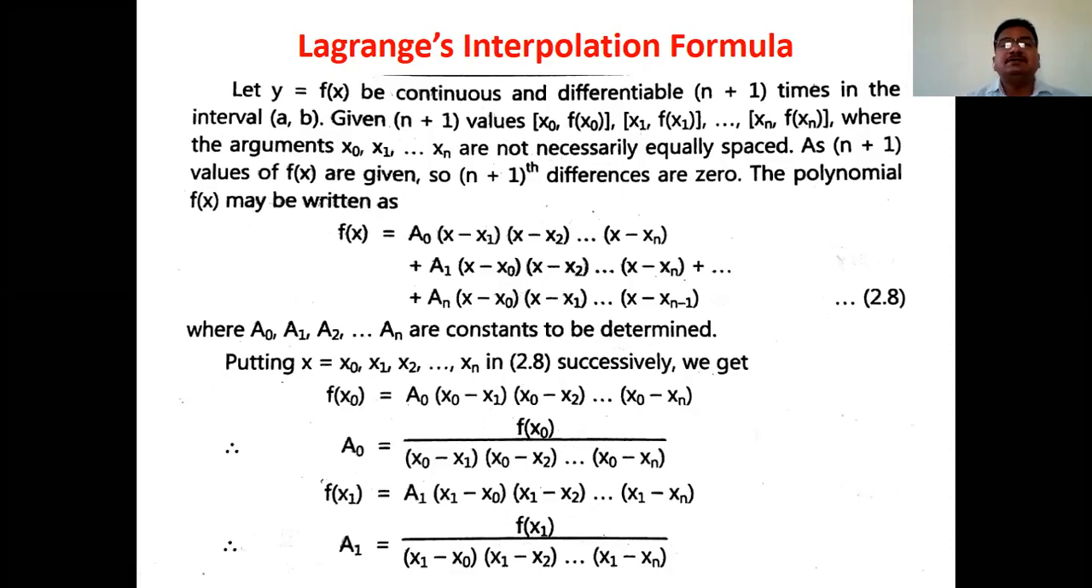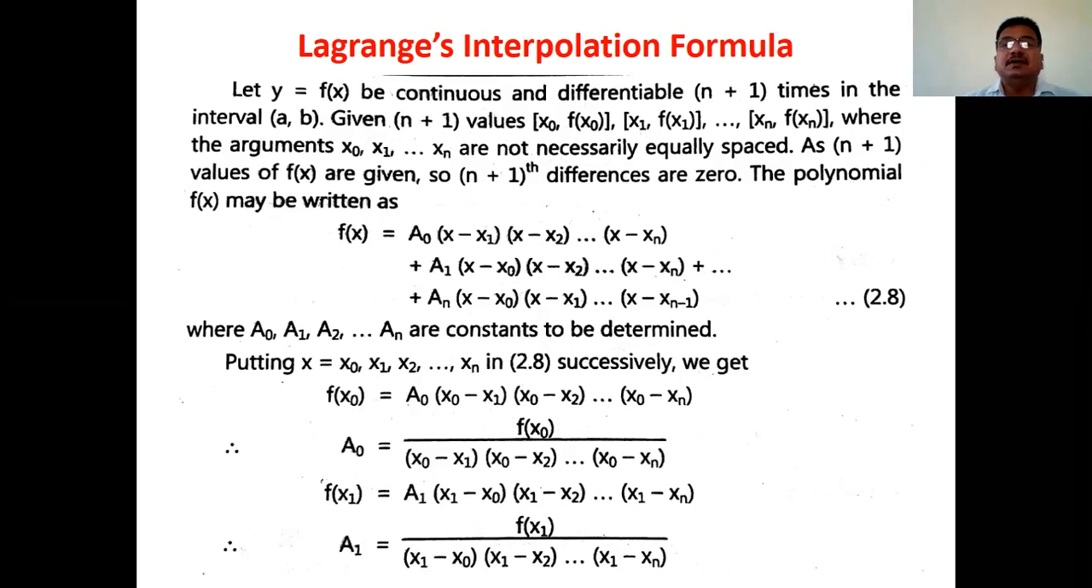So the first statement is: let y = f(x) be continuous and differentiable n+1 times in the interval (a, b). This function is differentiable, and given n+1 values, that is, the values of x are x0, x1, x2, ..., xn, and the values of the function y or f(x) are f(x0), f(x1), ..., f(xn), corresponding to these x0, x1, x2, ..., xn, where the arguments x0, x1, x2, that is the values of x, are not necessarily equally spaced, that is, equidistant.